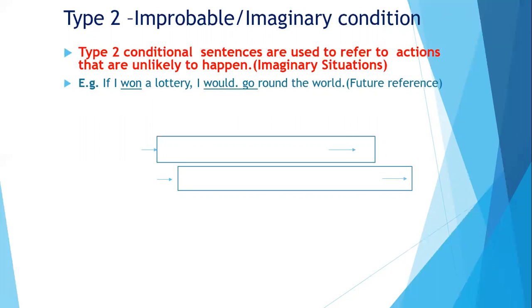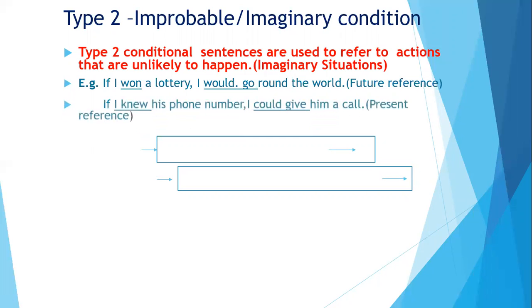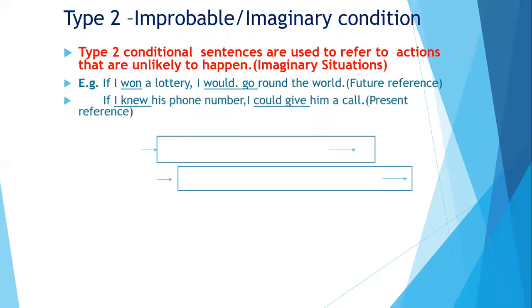If I won a lottery, I would go around the world. That's an imaginary situation. This sentence has a future reference as well. Look at the second one. If I knew his phone number, I could give him a call. Once again, an imaginary situation.